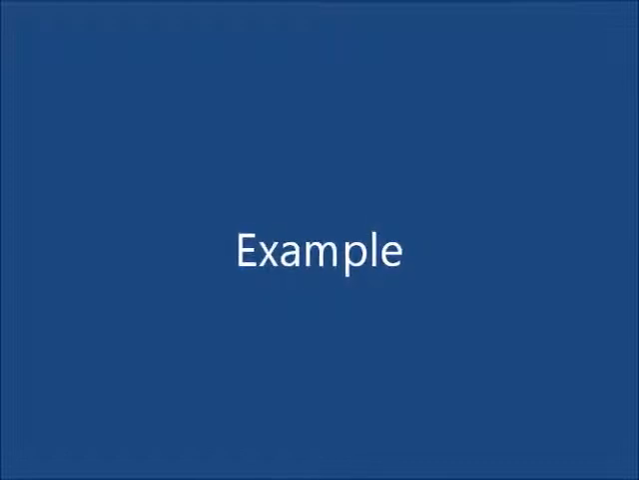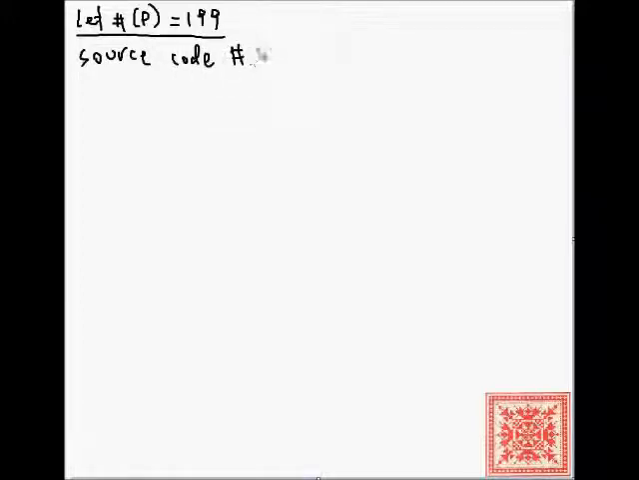Let's work out an example. So suppose that the number of the compiled program is 199. So what is the source code of the program? So we're reverse compiling it. So the source code number, that's the first step, is 199 plus 1.